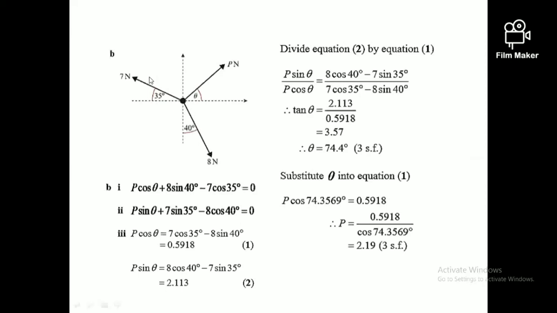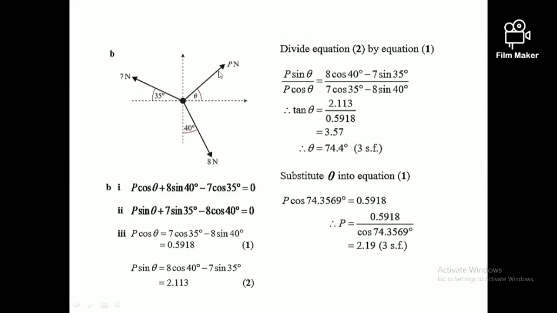If you come up with this question, first we can get the components. What is the component from P vertical? P cos theta, P sine theta. 8 cos 40, 8 sine 40. You can mark them on a small piece of paper. 7 cos 35, 7 sine 35.